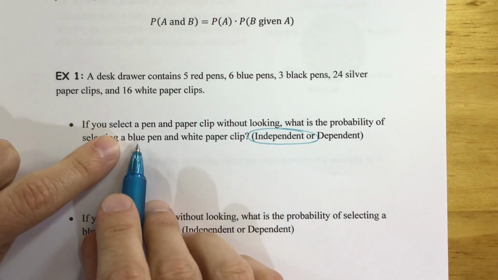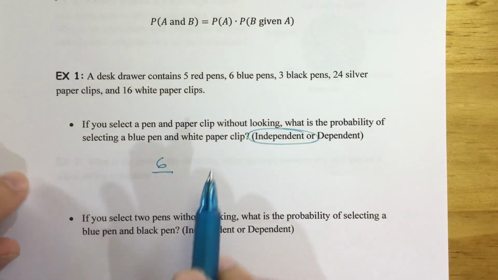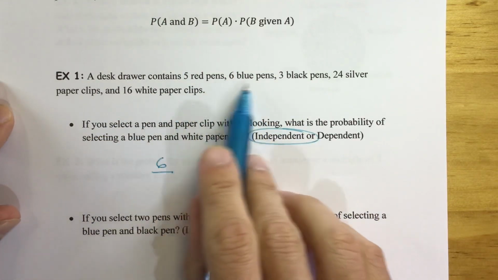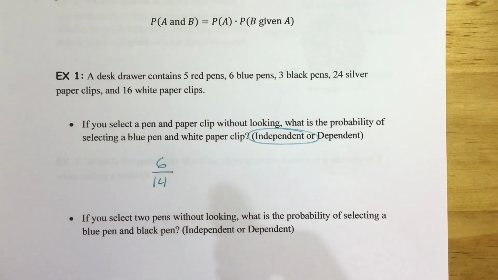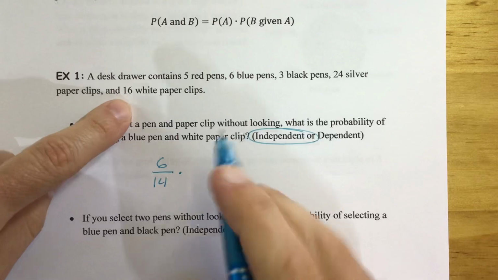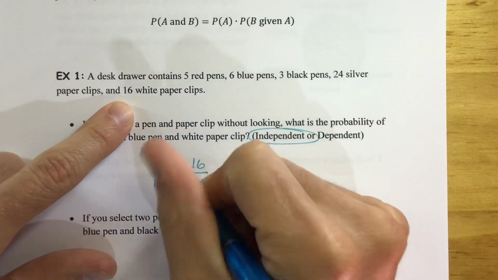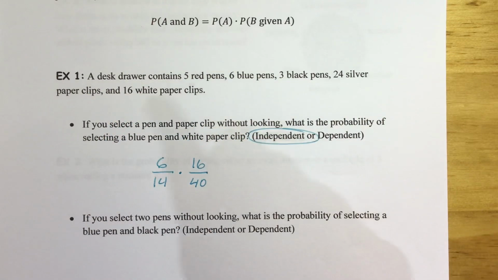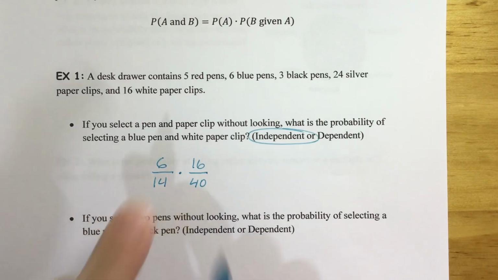So the probability of drawing a blue pen is going to be 6 out of the number of pens that we have, which I believe is 14. That's what it looks like. I hope I'm adding all that up right. So you have a 6 out of 14 probability that you would select a blue pen. And then next, when you draw from the paper clips, we want a white one. That's going to be 16 out of the total number of paper clips, which is going to be 40. So what we're doing is taking their individual probabilities and just multiplying those together.